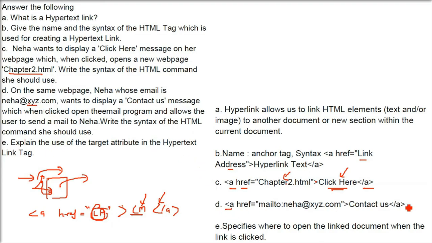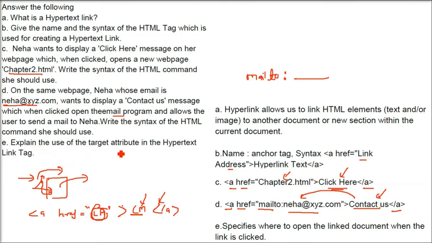In href you have to write mailto and the email address. So contact us is the point where the user will click and the mail program will open. So what you have to do, the email program has to open. Even if you write the email address, it won't happen. You have to write mailto. In order to open the mail program, you have to write mailto, then colon, then the email address.